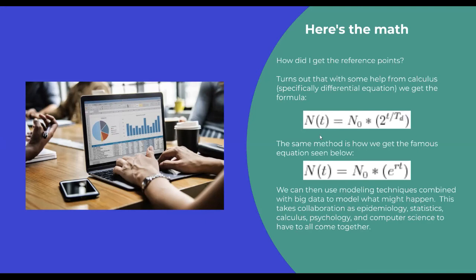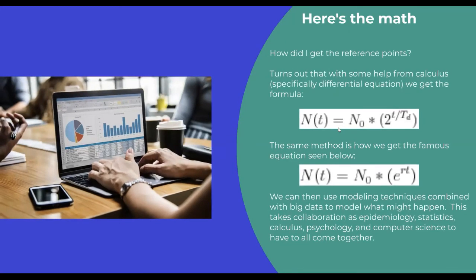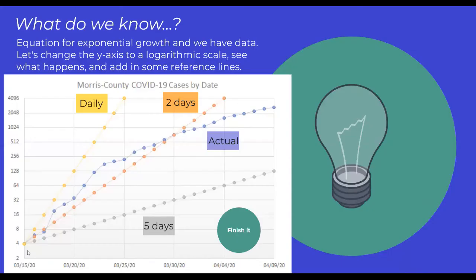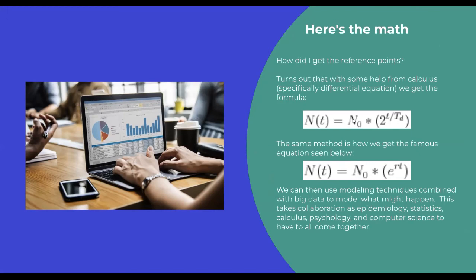All right. So if you think about this, here's our first number of cases, which was 4. So we would put 4 in here, and then we would do 2 to the t. Let's say it was day 0, the 0th day, you put a 0 here. And let's say we were doing doubling every 5 days, it'd be 0 over 5, which would be 0. 2 to the 0 is 1. 1 times 4 is 4, right?